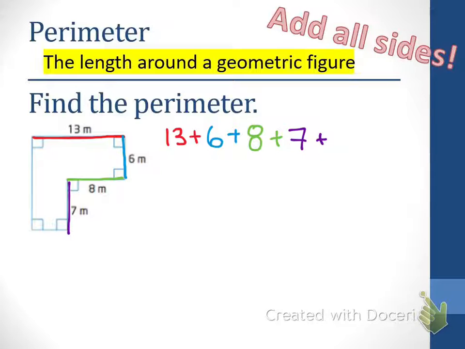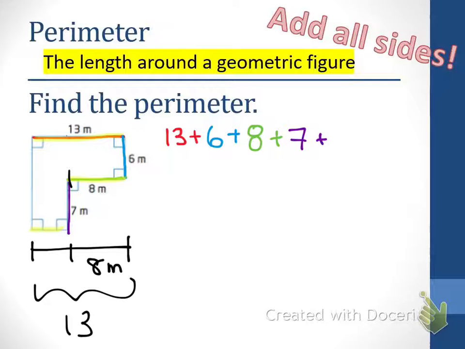So here's the trick to figuring out this horizontal length. You don't have to highlight, just look at the horizontal lines, right? The full length across is how far? 13. We know from here to here is 8 meters. The full length is 13. From here to here is 8. So what do I do to find this one? Subtract. 13 minus 8 is 5.